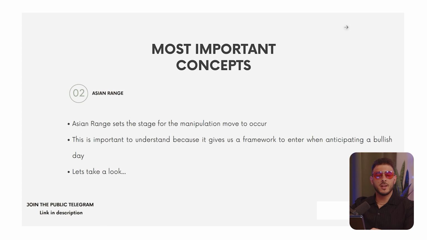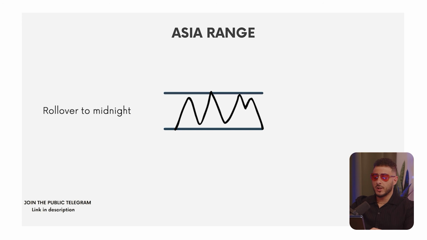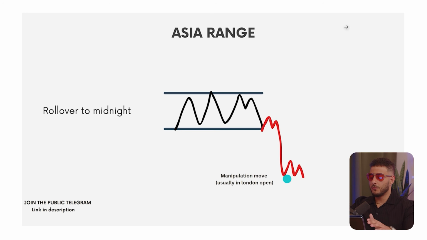So let's go ahead and take a look. The Asia range right here is essentially rollover, so that's 5 p.m. Eastern time to midnight, 12 a.m. Eastern time. We'll typically have the manipulation move, usually in London open. Sometimes it gets pushed into the New York session as well, depending on the day and depending again on what higher time frame levels we're trading at.